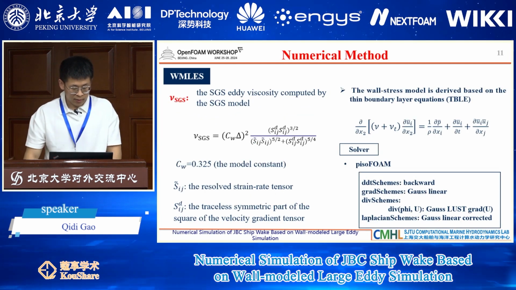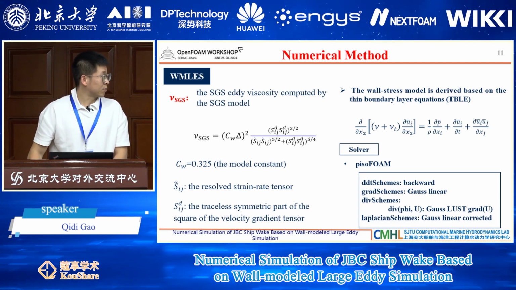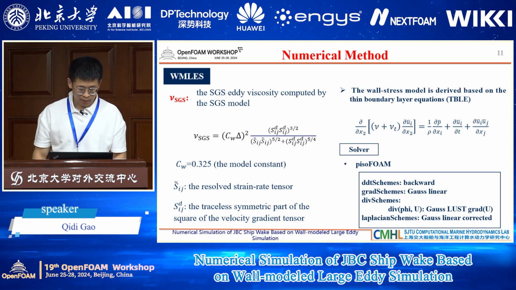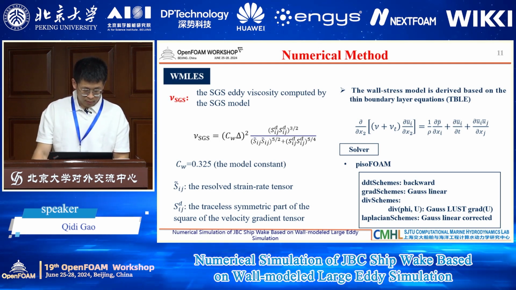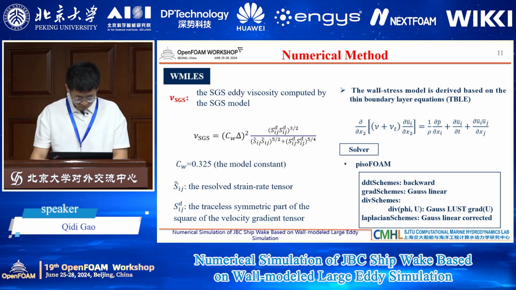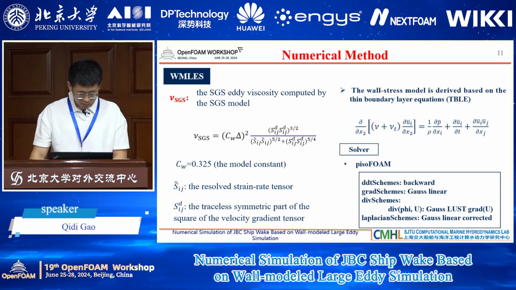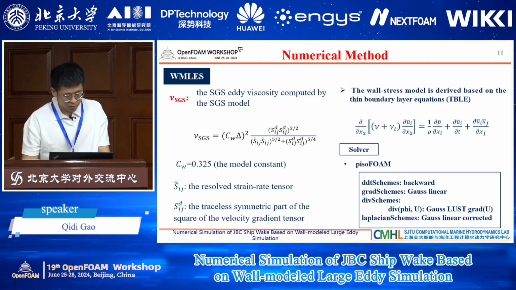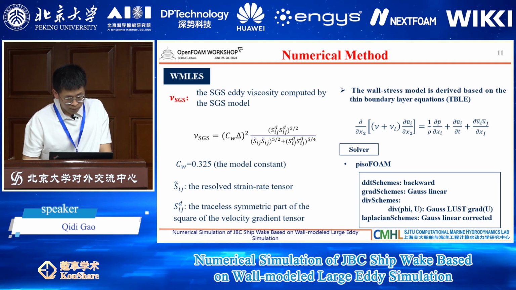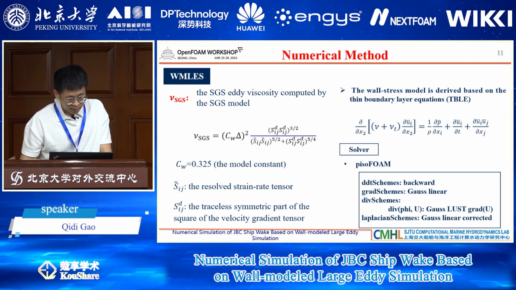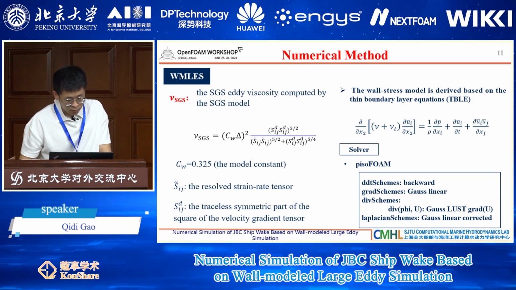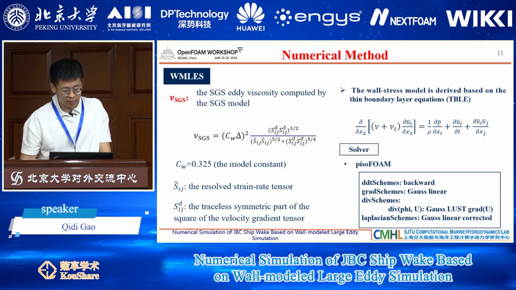What is the eddy viscosity computed by the SGS model? The VSGS is given by this equation. In this equation, the CW is an empirical parameter, the SIJ is the resolved strain rate tensor, and the SD is the traceless symmetric part of the square of the velocity gradient tensor.